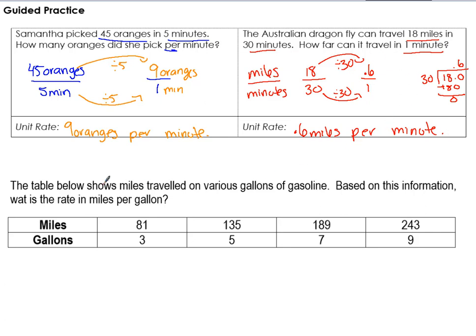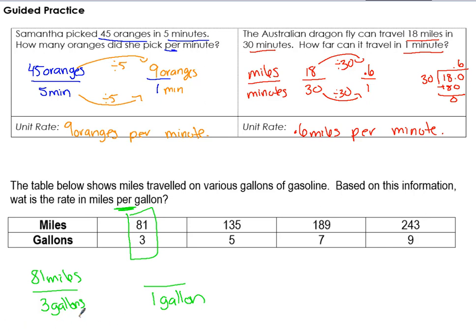Okay, last example. The table below shows miles traveled on various gallons of gasoline. Based on this information, what is the rate in miles per gallon? Okay, so I'm just going to take this example. You can actually use whichever one you want, but I'm just going to take the first one. So 81 miles in 3 gallons. We want to know the rate per gallon. That means 1 gallon.